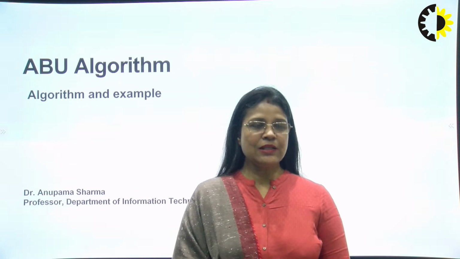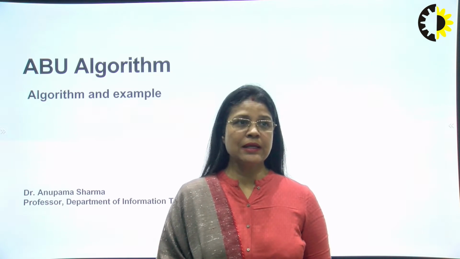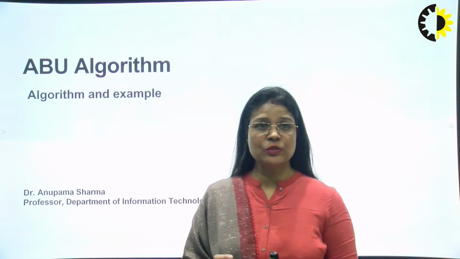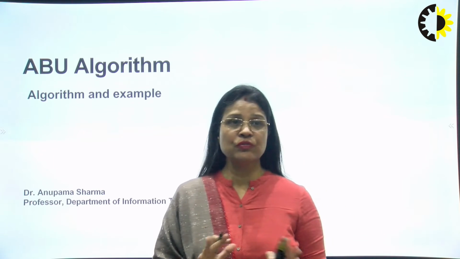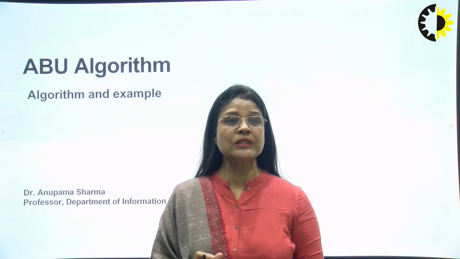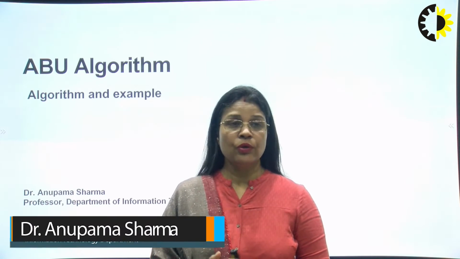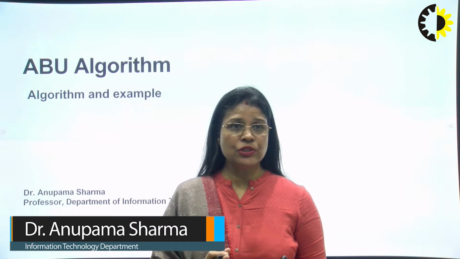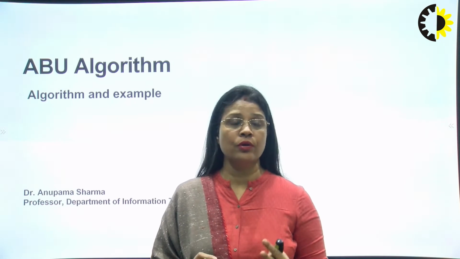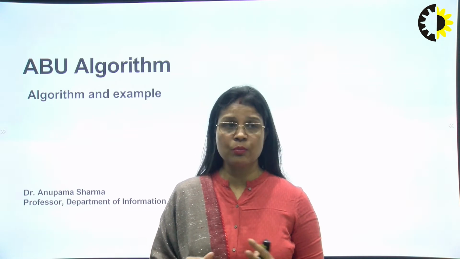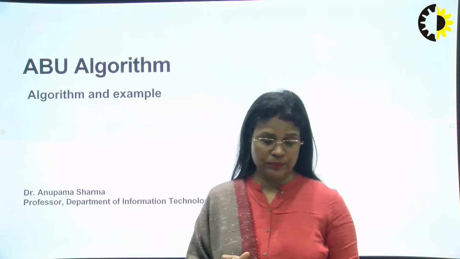Jai Hind students, today we are going to understand the ABU algorithm. This algorithm is used to find out whether the given decomposition is a lossless join decomposition or a lossy decomposition. When a decomposition of a relation is in 2 parts, 3 parts, or 4 parts, how do we come to know whether that decomposition is lossless or lossy?